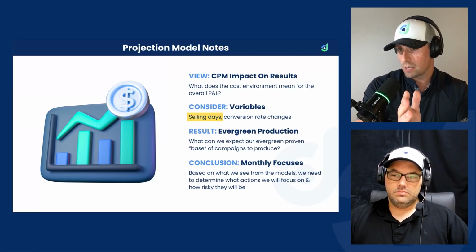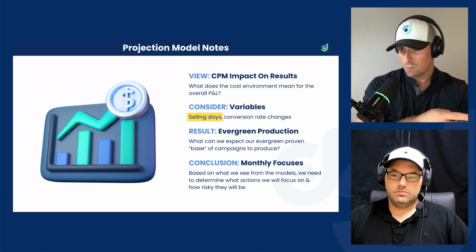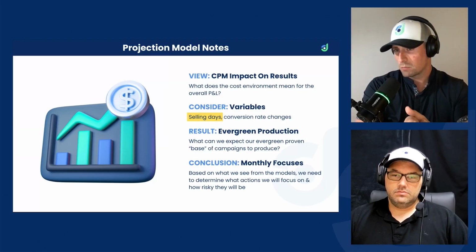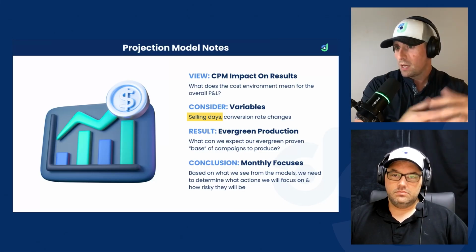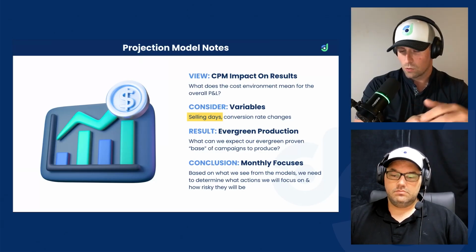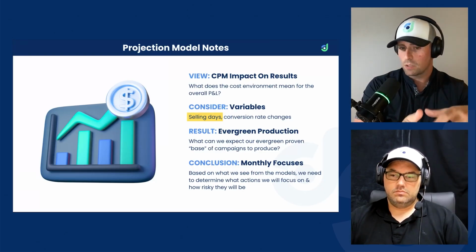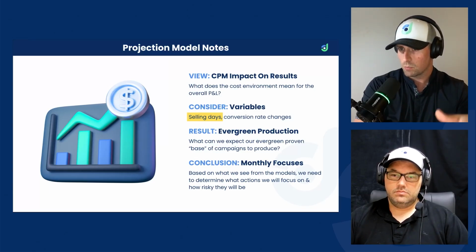So I try and boil this down to performance by day last month, multiplied by the number of selling days this month, and then we may adjust the overall conversion rate. And that's how we kind of get to that final result. So our result is our evergreen production. What can we expect from our evergreen proven base of campaigns to produce?